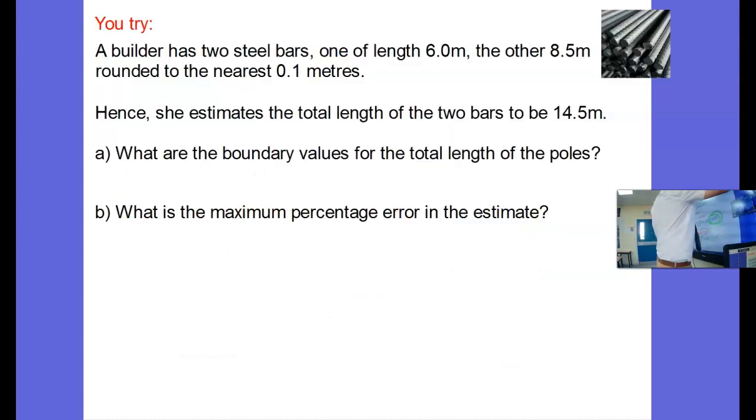Right, here's one for you to try. Have a good read of this and then have a go at it. I'll just point out a couple of things before you pause the video. It says a builder has two steel bars, one of 6.0 meters, one of 8.5 meters, and they've been rounded to the nearest 0.1 meters, nearest 10 centimeters. Hence, she estimates the total length of the two bars to be 14.5 meters.